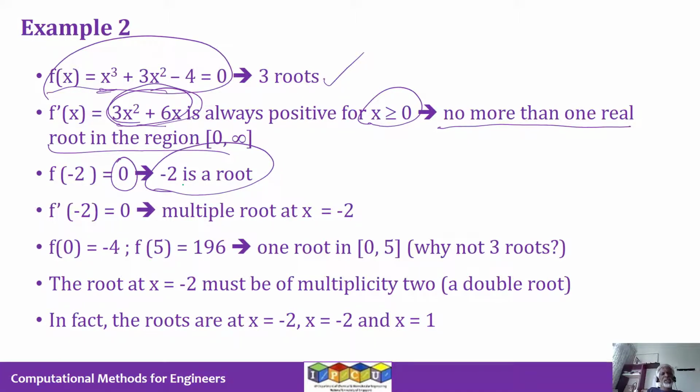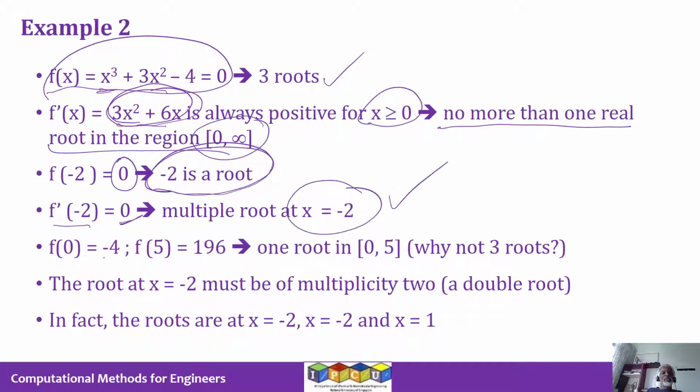Once you find a root, it is always good to check the value of the derivative at the same value to see whether the root is a distinct root, or a repeated root, or a multiple root. So I tried f dash of minus 2, and interestingly I got a value 0, which means the root at x is equal to minus 2 is a multiple root.